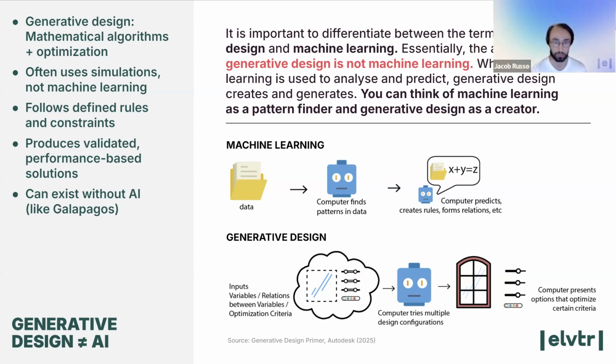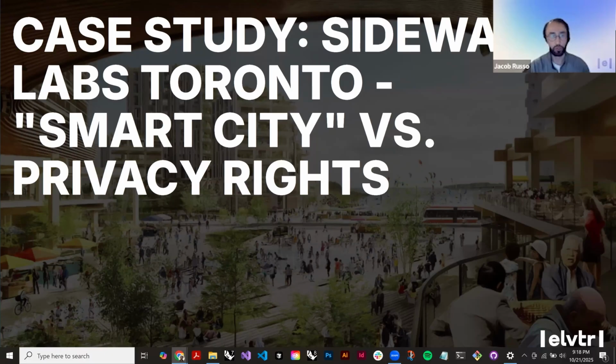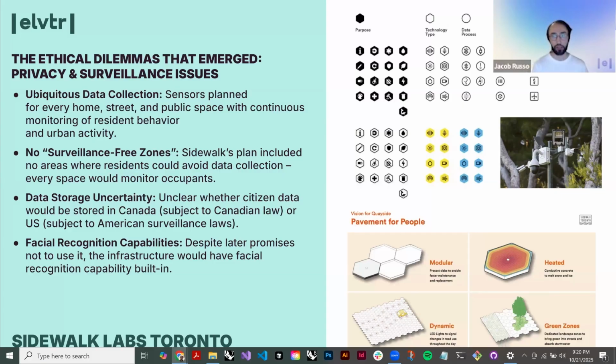So this is the story of Sidewalk Labs, Toronto, which is a smart city project, probably the most high profile failure in smart city development, and really a lesson in what happens when ethics are overlooked. And these issues were what ultimately led to the failure of the project.